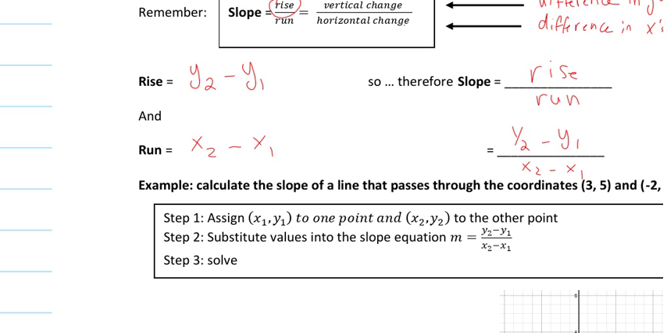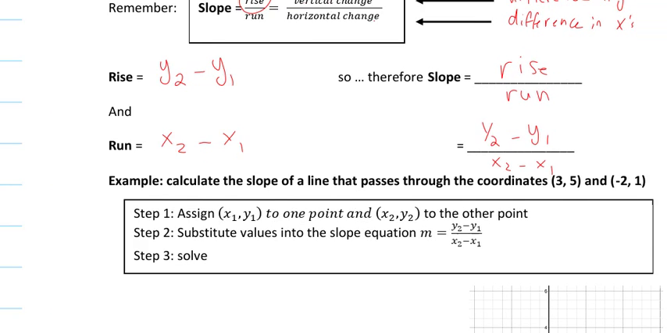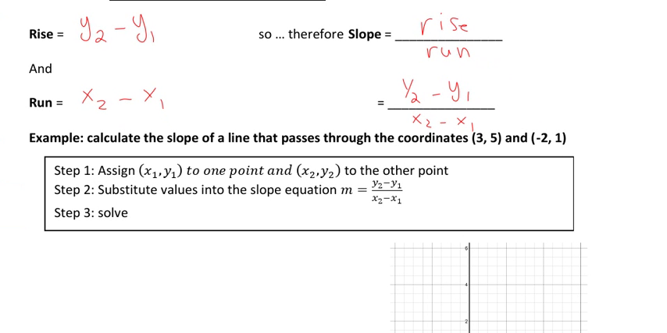So the example is the following. Calculate the slope of a line that passes through the coordinates 3, 5, and negative 2, 1. In this case, I don't have a graph. I have just 2 points, right? And I can't graph it because I don't have room for it and I don't have a grid. Okay? How can I find the slope?